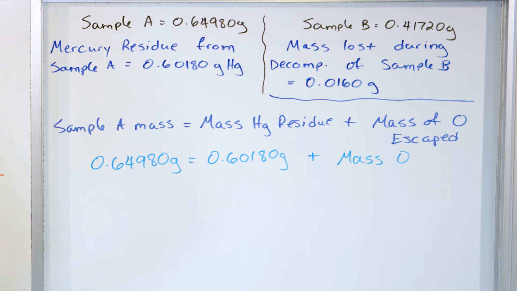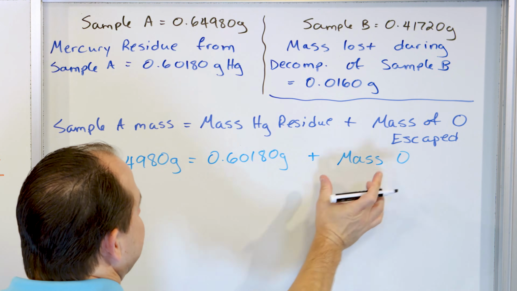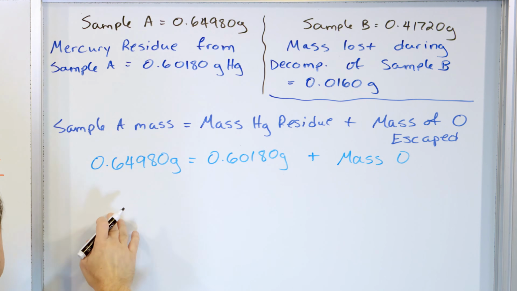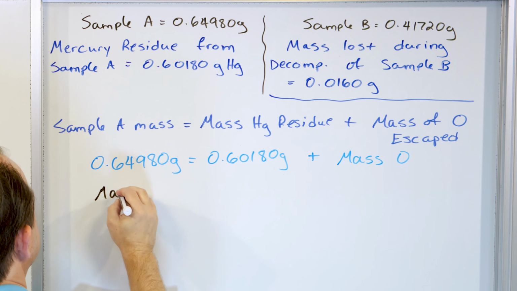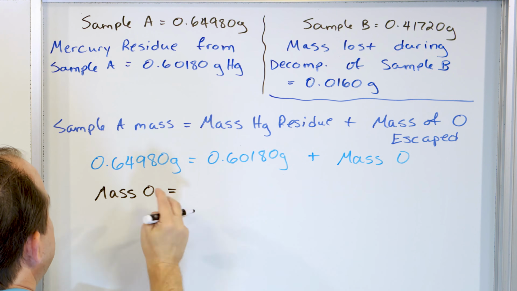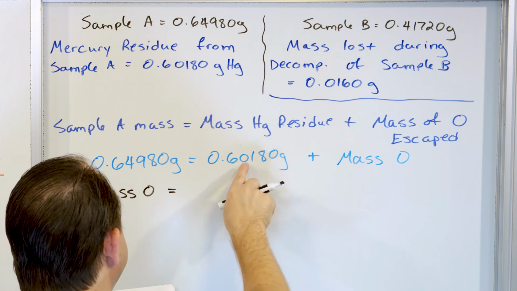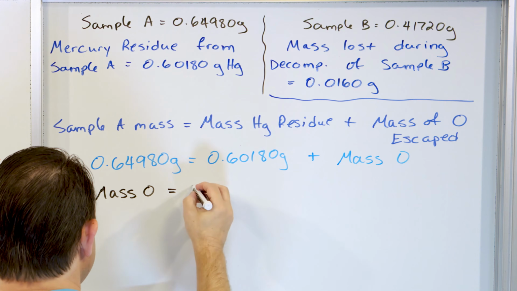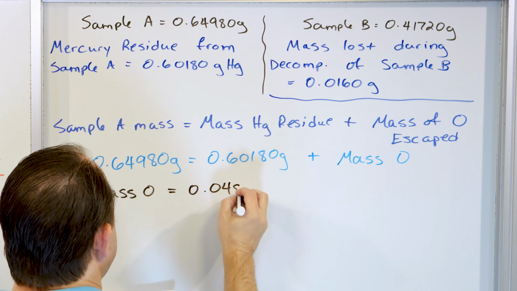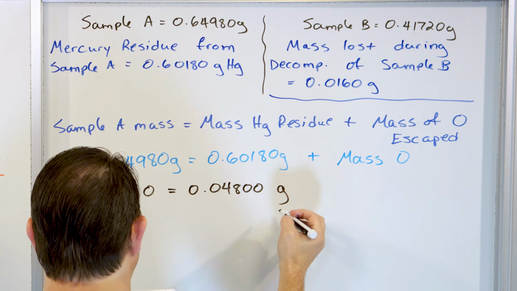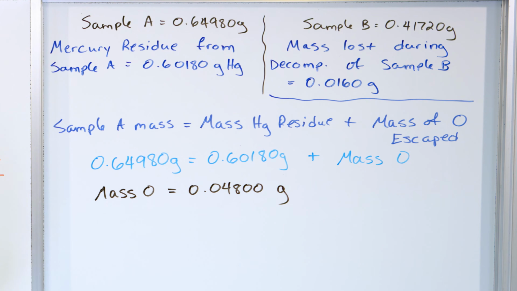How do you do that? Well, you do that by algebra. These are added together, so to figure this out, you just subtract. The mass of the oxygen is 0.64980 minus 0.60180. You just subtract this from both sides, and you get 0.04800 grams. So that's the mass of the oxygen.